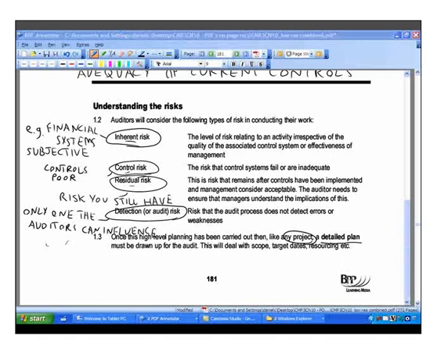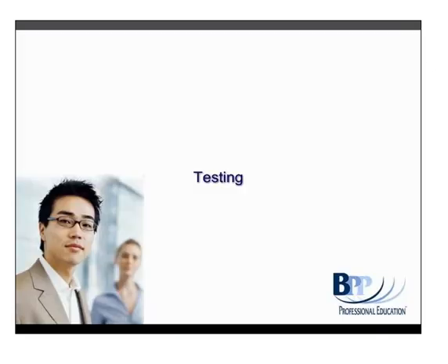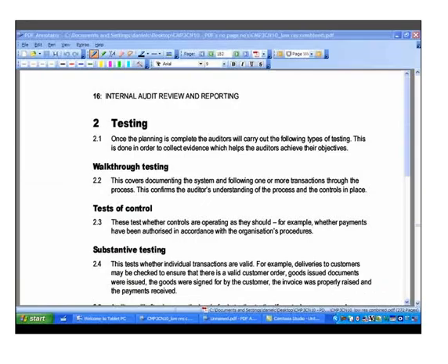In this next section, we look at the different types of audit tests that may be carried out. Remember what auditors are trying to do here. They're trying to collect evidence to achieve their objectives. Now, in the case of external auditors, they're looking for evidence that will help them decide whether the financial statements are true and fair. Internal auditors may have a range of objectives, but a typical one might be to decide whether the controls in place in a certain area of the business are adequate.